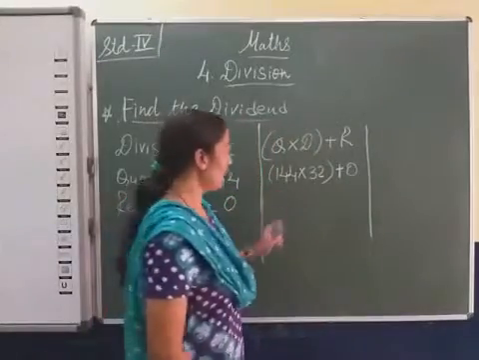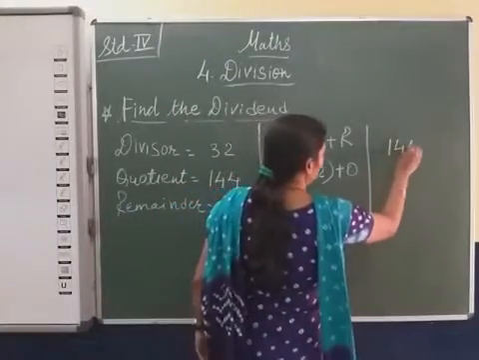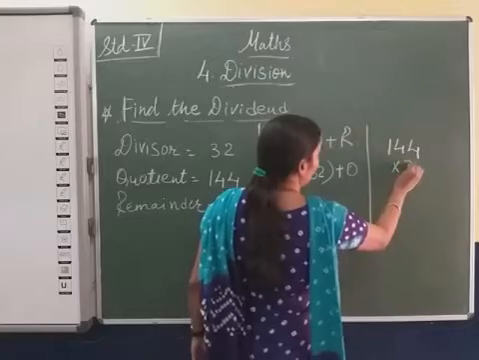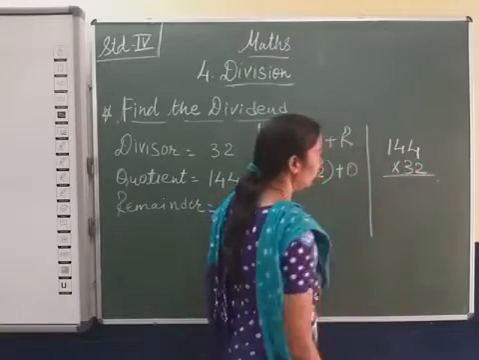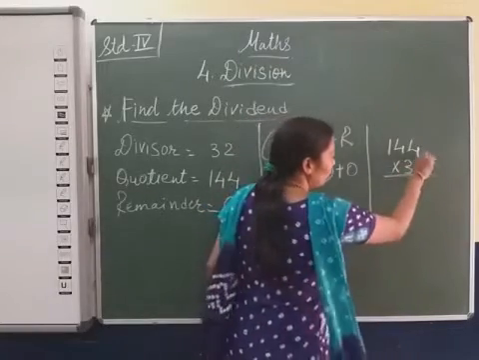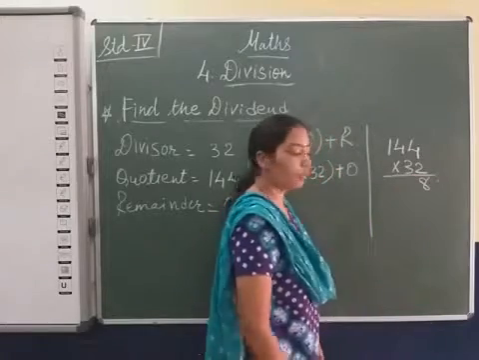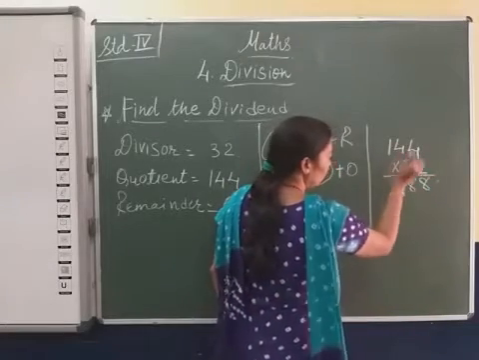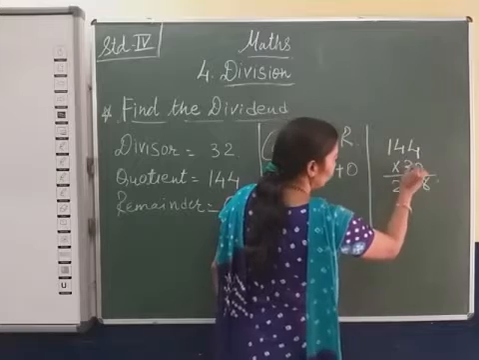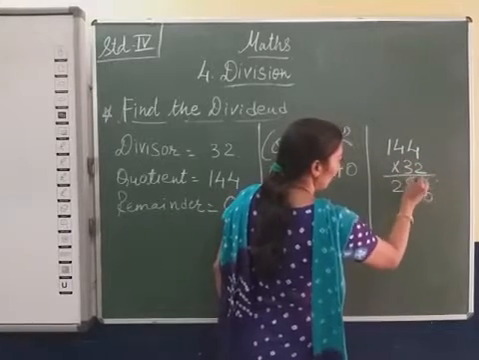Now we will multiply 144 by 32. So 2 4s are 8. Again 2 4s are 8. 2 1s are 2. Now 3 4s are 12.